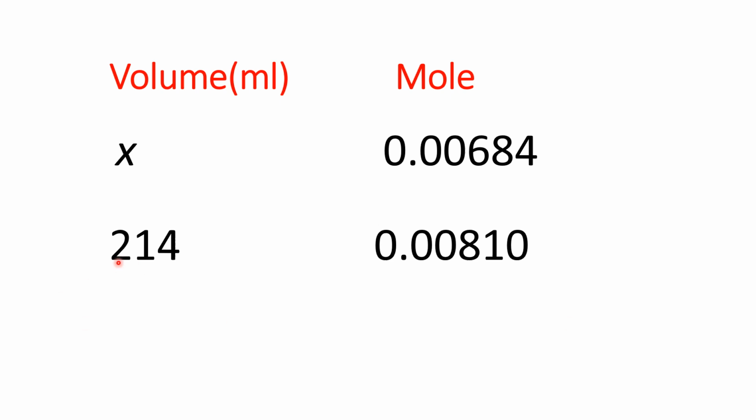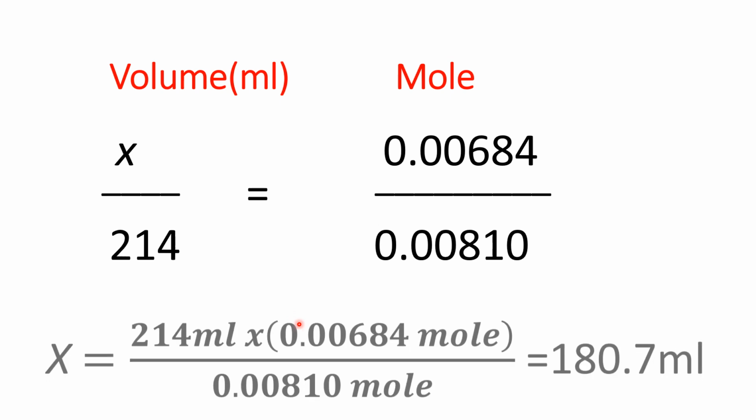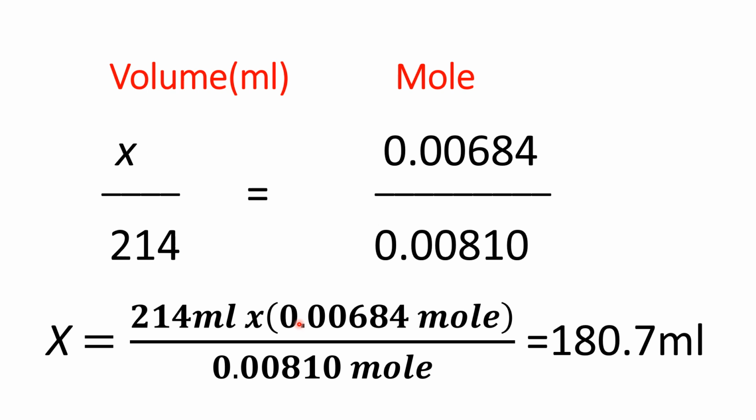Okay, so this is your original ratio, and you will obtain the unknown from the original ratio when you set up the proportion. Okay, so after having set up the proportion, you can now proceed to solving for x, where x in ml is 180.7 ml. Okay, take note, the mole units will cancel out.